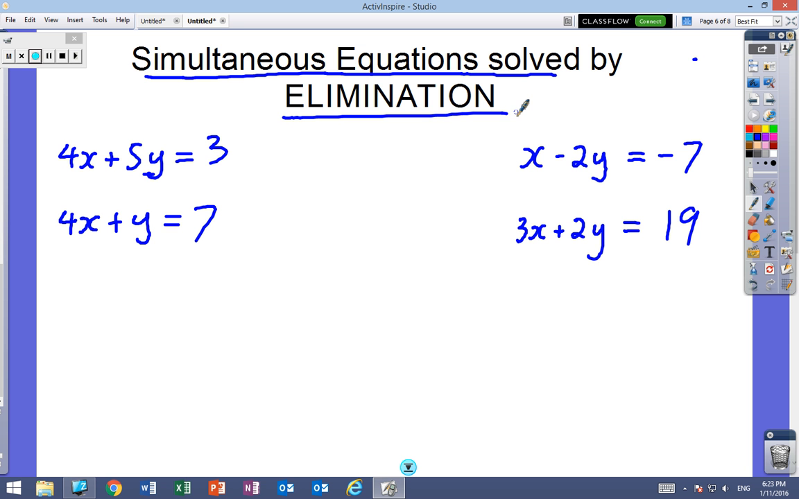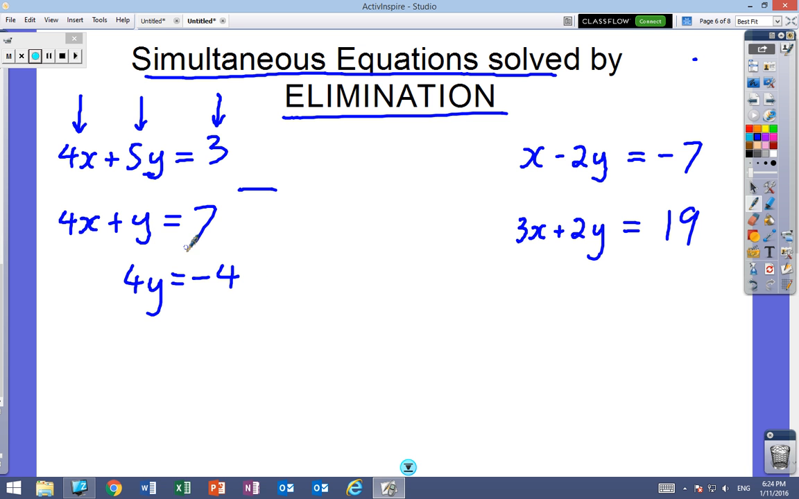Now let's have a look at these. You'll notice that these ones over here on the left are lined up so the x's are above the x's, the y's are above the y's, and the numbers above the numbers. I'm going to get rid of these x's because they're the same size, and if I subtract, 4x minus 4x will be 0. They will kill each other off. And I continue that subtraction across the columns. 5y minus y will give me 4y. And then 3 minus 7 will give me, going to negative land, minus 4.